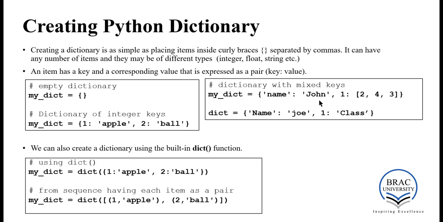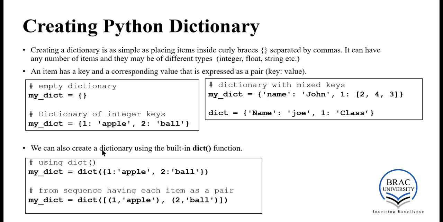In a dictionary with mixed keys, in this code, you can try it. The first one is a key and the value of this key is John, and the second key is 1, and the value of 1 is a list which consists of 3 elements: 2, 4, 3. That means you can have any data type in your value part too. Then here I have shown you a different example, where the first key is a string and it belongs to Joe, and the second key is a number and it belongs to class.